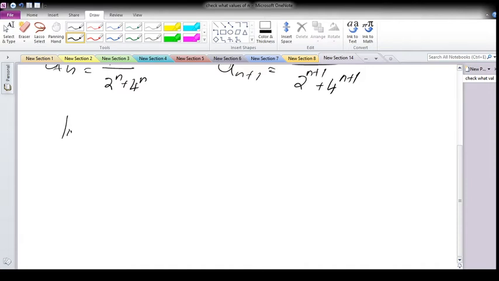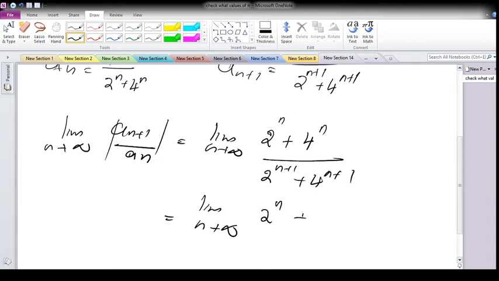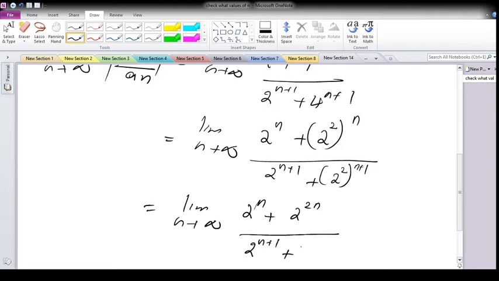Limit n tends to infinity a_(n+1) by a_n, that is equal to limit n tends to infinity 2 power n plus 4 power n by 2 power n plus 1 plus 4 power n plus 1. So that is equal to limit n tends to infinity 2 power n plus 2 power 2n by 2 power n plus 1 plus 2 power 2n plus 2.